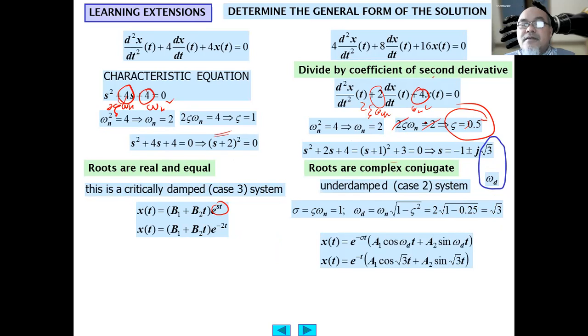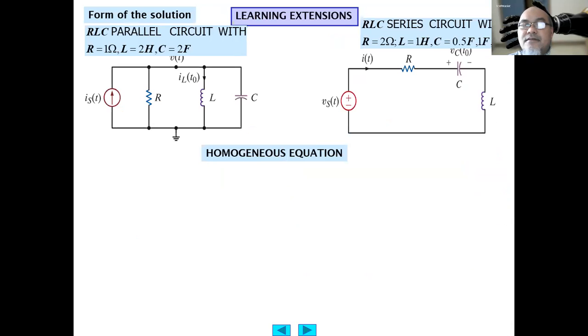Then the solution will be x(t) equals exponent minus sigma t times (a1 cosine omega d t plus a2 sine omega d t). Sigma is 1, so exponent minus t times (a1 cosine square root of 3 t plus a2 sine square root of 3 t). Now we need to find a1 and a2. This will usually be given if some boundary conditions are given, also in the circuit.